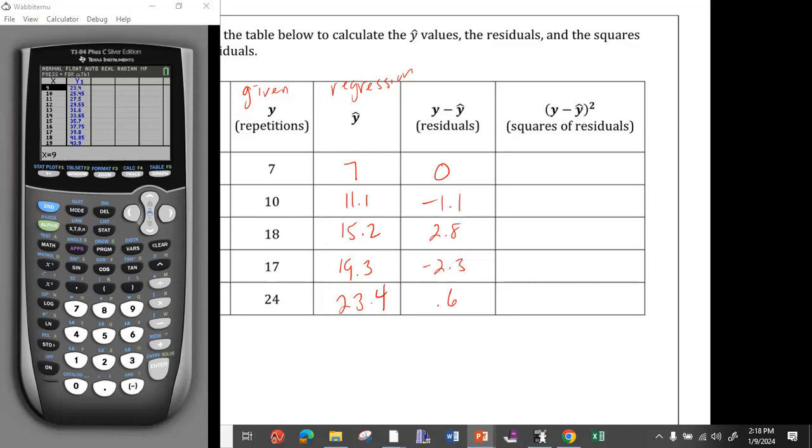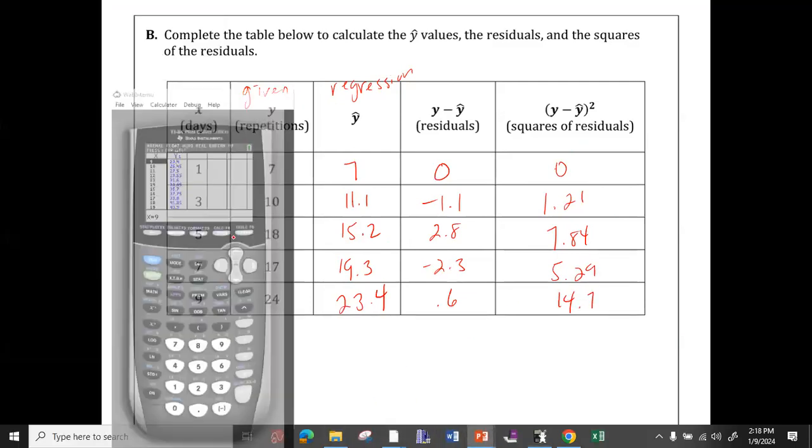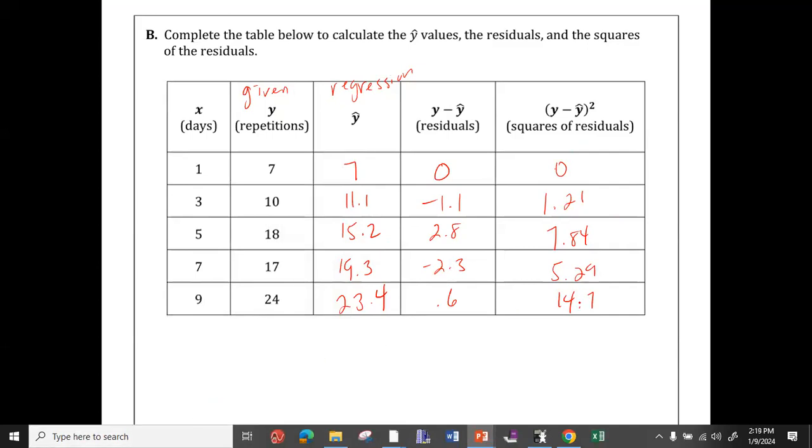And then you're going to take those values and square them. So for the sake of time, we have 0, 1 and 21 hundredths, 7 and 84 hundredths, 5 and 29 hundredths, and 14 and 7 hundredths. I already did it. I wrote the wrong number though. My total is 14. I was getting there, guys.